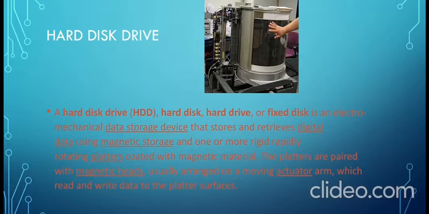HDDs are a type of non-volatile storage, retaining stored data even when powered off. Modern HDDs are typically in the form of a small rectangular box. So this is hard disk drive.